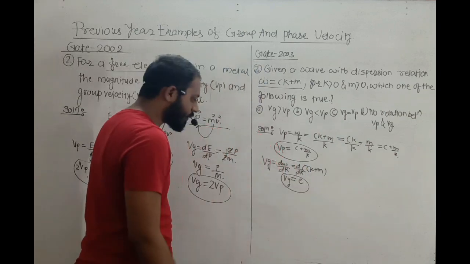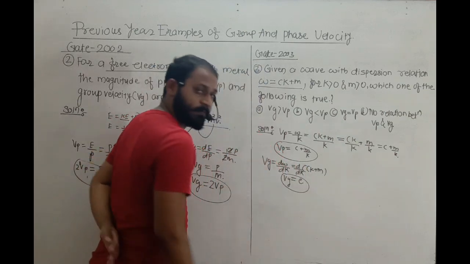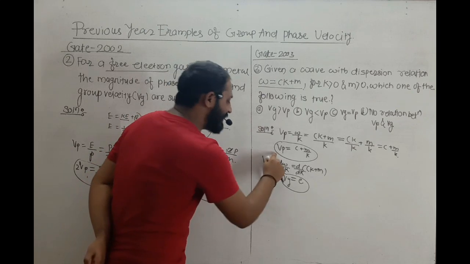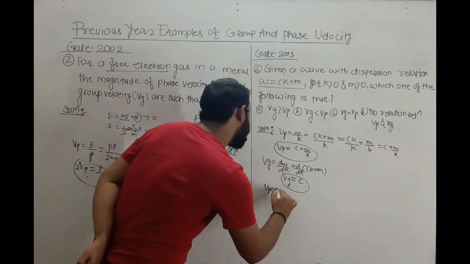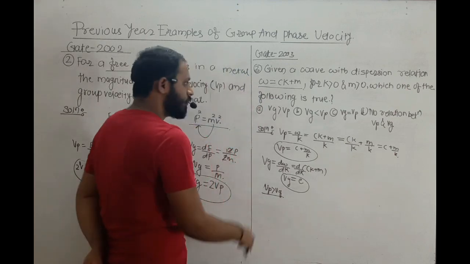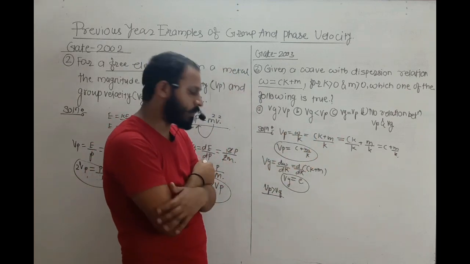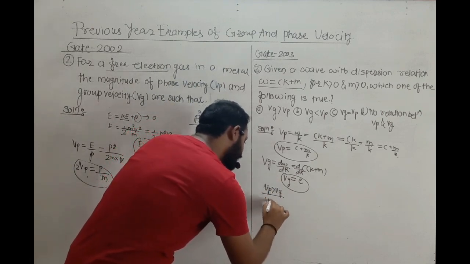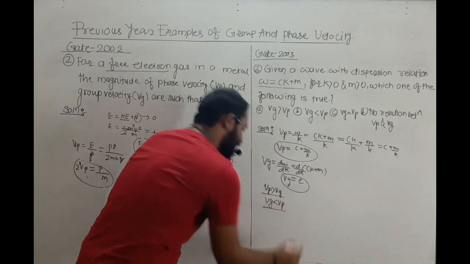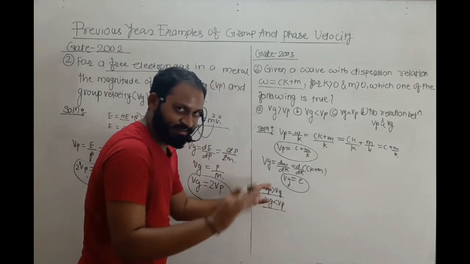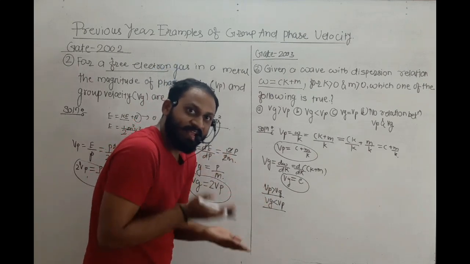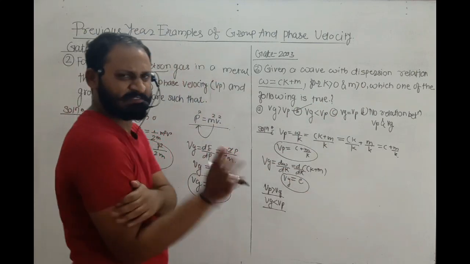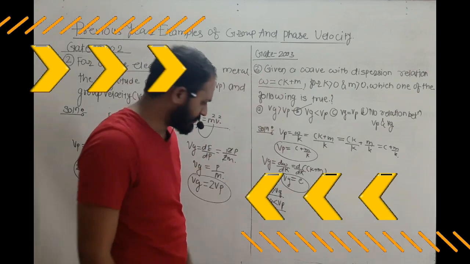Now see, which is bigger, Vp or Vg? Because there is a plus m by k extra in Vp, that's why Vp is greater than Vg. See the option. Oh, there is no option. Now, if Vp is greater than Vg, you can say Vg is less than Vp. Okay? Simple. Don't worry about questions.